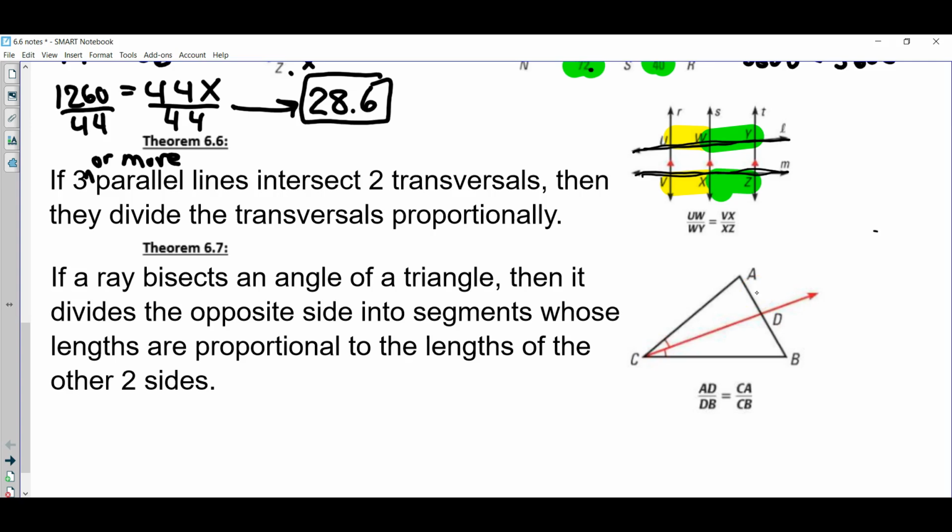So what I'm meaning by that is if I take the length of AD and I divide it by the length of DB, I'm going to actually end up with the exact same ratio as if I took the side CA and I divided it by the side CB. Once again, we're going to see an example of Theorem 6.6 and Theorem 6.7 here in just a second.